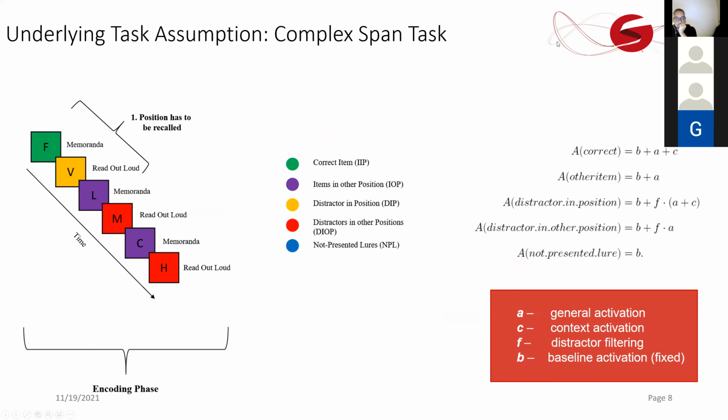You can see here the activations for the different response categories, and these are the parameters. It's a linear combination of the parameters. And you see, for the correct item, the activation is the sum of all 3 parameters. And for all other items, it's the sum of only the general activation parameter, which refers just to the general activation for all memory items, not excluding the serial position.